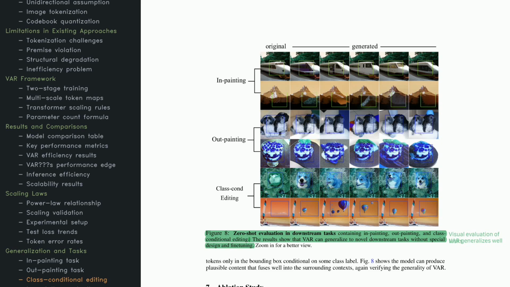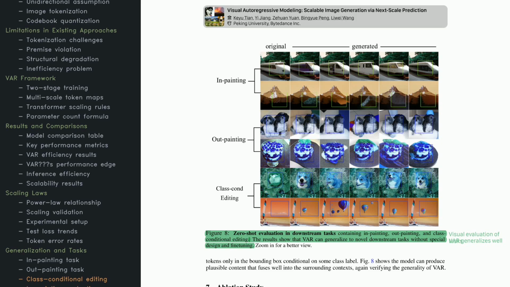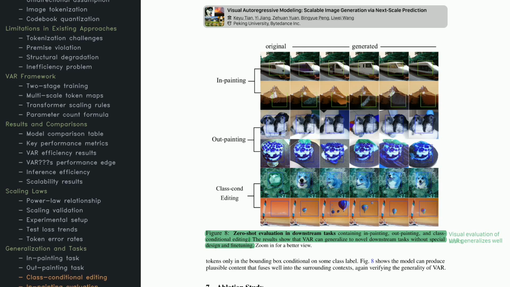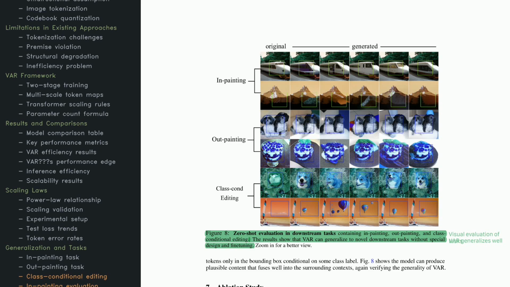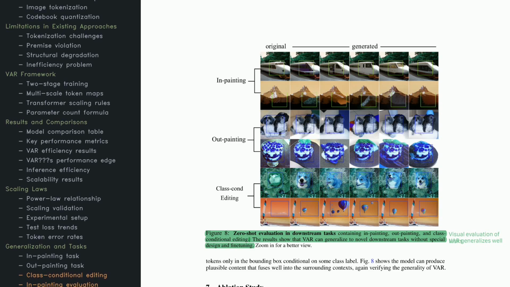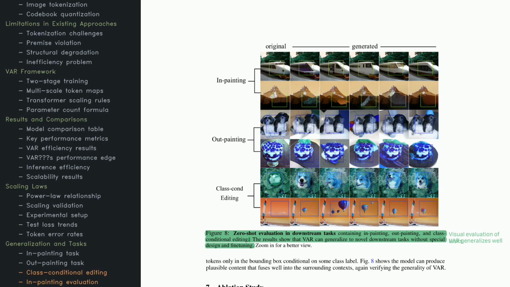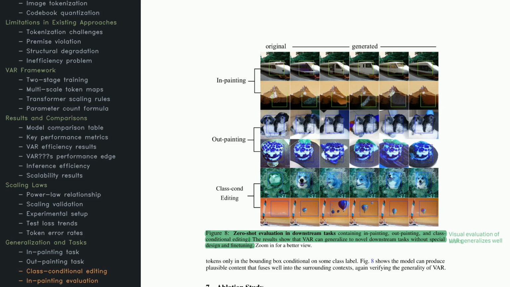Flip to Figure 8 and see how VAR handles these zero-shot tasks. For in-painting, it fills in missing parts so the final image looks natural. For out-painting, it extends the image beyond its original boundaries logically. For class-conditional editing, it can add details that match a given class label. What's notable is that VAR achieves these without specialized training or tinkering. It just uses its learned representations and inference steps. This flexibility suggests that VAR's method of building images scale by scale generalizes well.